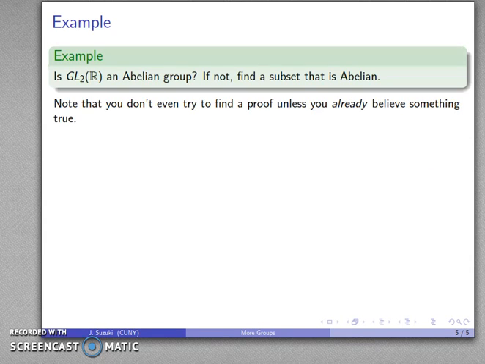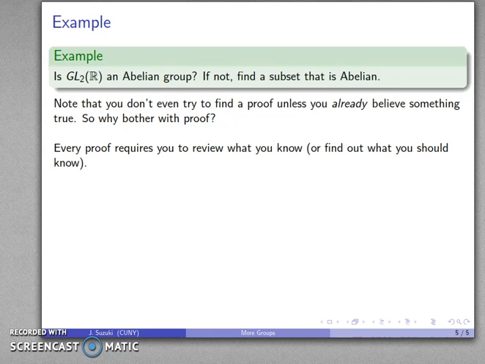Now let's think about this in a bigger picture. We found a bunch of examples where we had something that seemed to be true, and now we're going to look for a proof. We're not even going to try to find a proof unless you already believe something to be true. And so this raises the question, why bother with proof in the first place? And one of the important things about proof is every proof requires you to review what you know or find out what you should know. So proof is a good way to study mathematics.